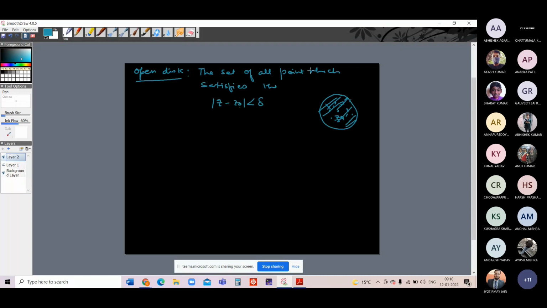So the set of all the points which satisfy this equation |z - z0| < delta defines the open disk of radius delta, and the center of this open disk is z0. Okay.